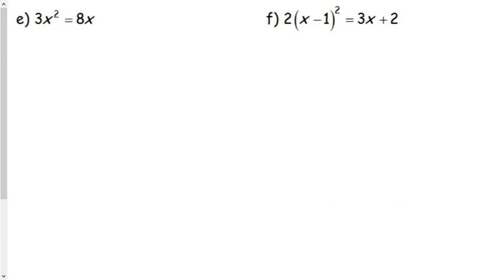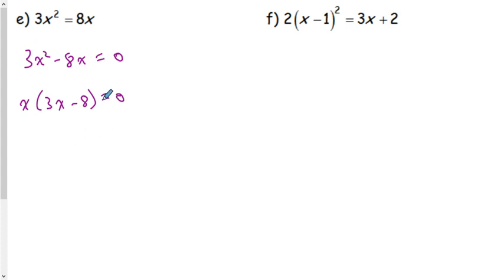We're rolling along. Let's try E. We're trying to keep this one nice and short. We got a problem here. It's not 0. Let's subtract 8x from both sides. So we get 3x squared minus 8x equals 0. What can we do first? Oh, we can common factor. Let's common factor out an x. I divided an x out of both of them.